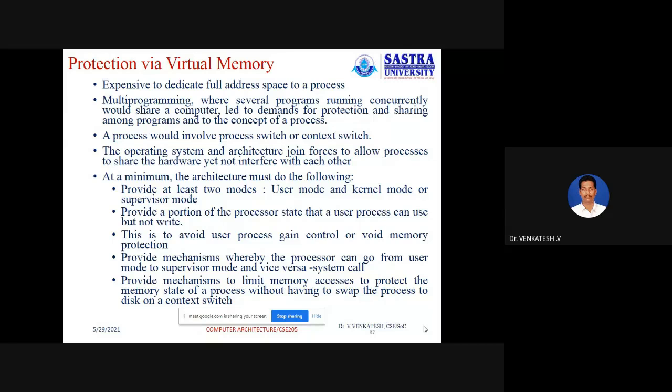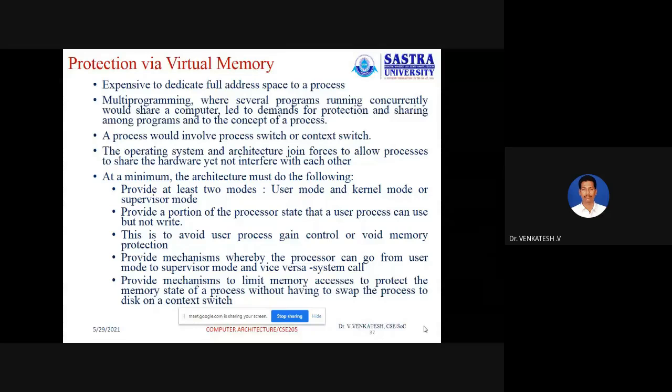Okay. Now, I think there is no doubt about process switch. How can the protection be done? The ones involved in this kind of protection are the operating system, which you all know as the OS, and the architecture. They jointly put together and force the processes to share the hardware. The architecture and operating system together share the hardware, but it should not be interfered with, which means that one process will share something, but it should not be interfered with by some other process.